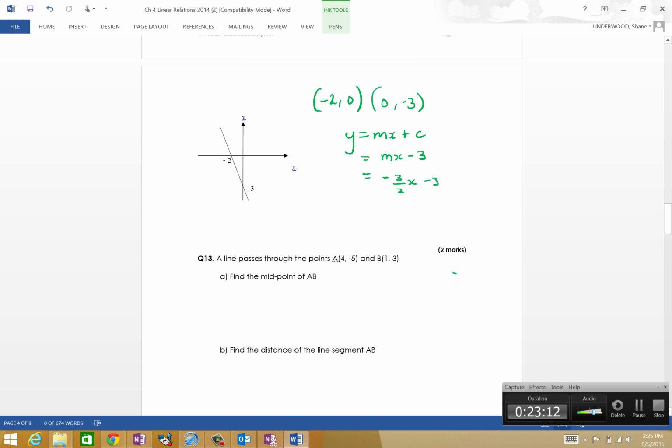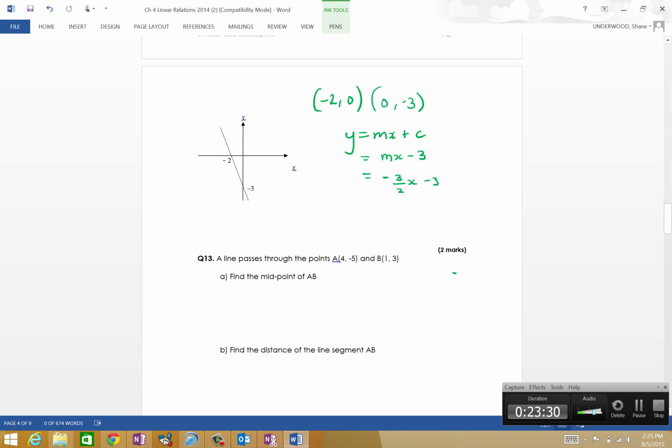So, in this case, the y-intercept made it quite easy, but he needed to use the gradient to fill in the rest of the equation. Now, a line that passes through points A, 4, negative 5 and B, 1, 3, find the midpoint.